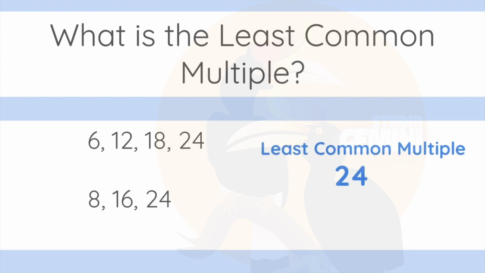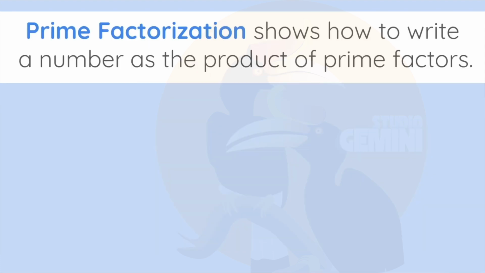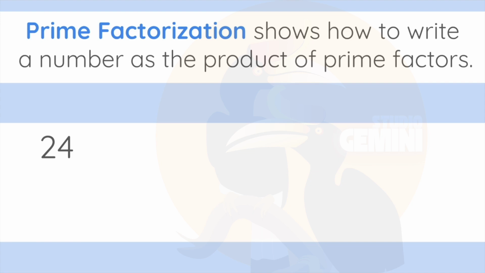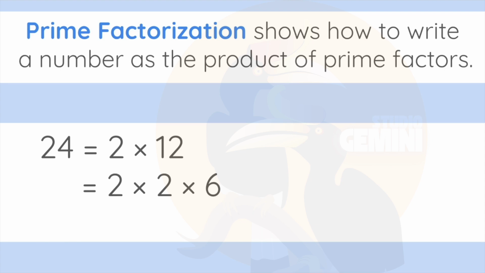To calculate the least common multiple, we will use prime factorization. A prime factorization shows how to write a number as the product of prime factors. In other words, we are breaking the number down as far as we can until we get prime numbers. So, for example, let's look at the prime factorization of 24. 24 is equal to 2 times 12. And 12 breaks down to 2 times 6, and 6 breaks down to 2 times 3. That means 24 can be broken down into 2 times 2 times 2 times 3. These factors are prime and can't be broken down further, so this is the prime factorization of 24.